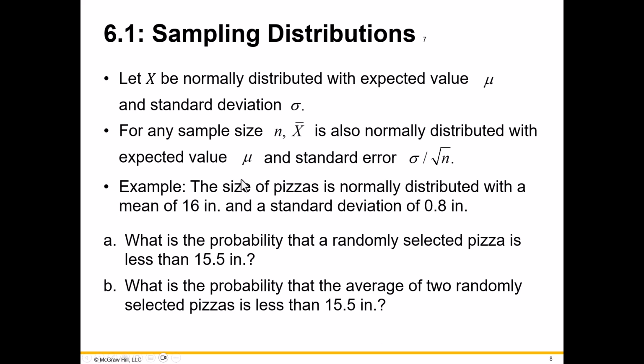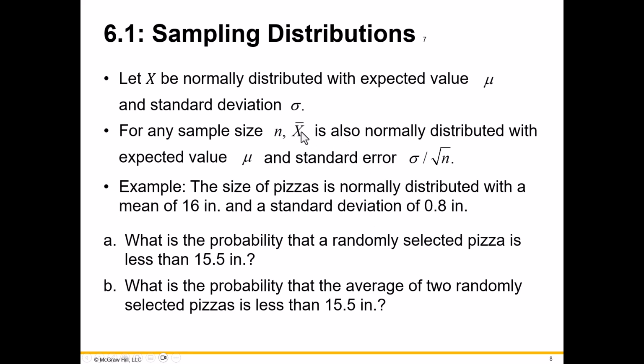So over here we have some information about the pizzas where we're going to run another test. We're going to find the probability that a pizza randomly selected is going to be less than 15.5 inches, or if we take 2 and we average that out, what's the probability that the average of those 2 is going to be 15.5 inches. And we're going to use the same information we did before.